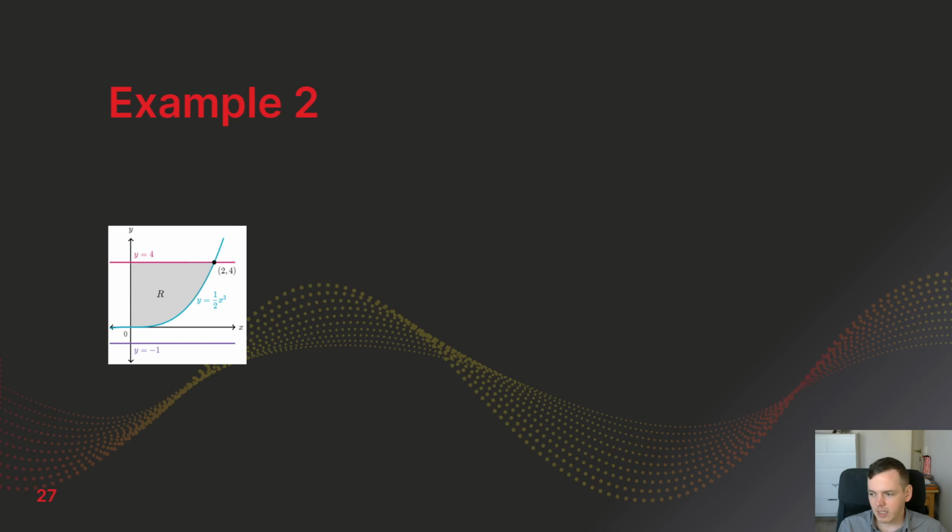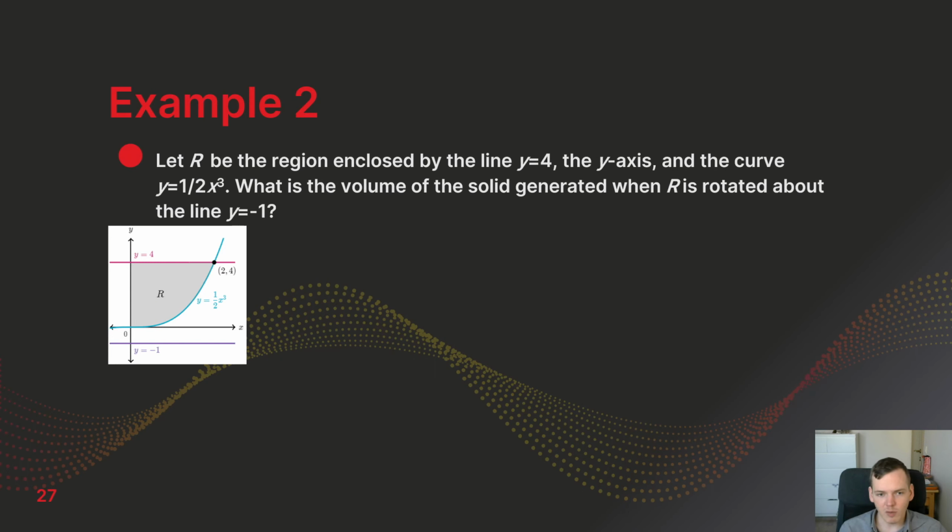Here's a second example where we have: let R be the region enclosed by the line y equals 4 and the y-axis and the curve y equals 1/2 x cubed. What is the volume of the solid when R is rotated about the line y equals -1? So this is rotating now around this y equals -1 line.